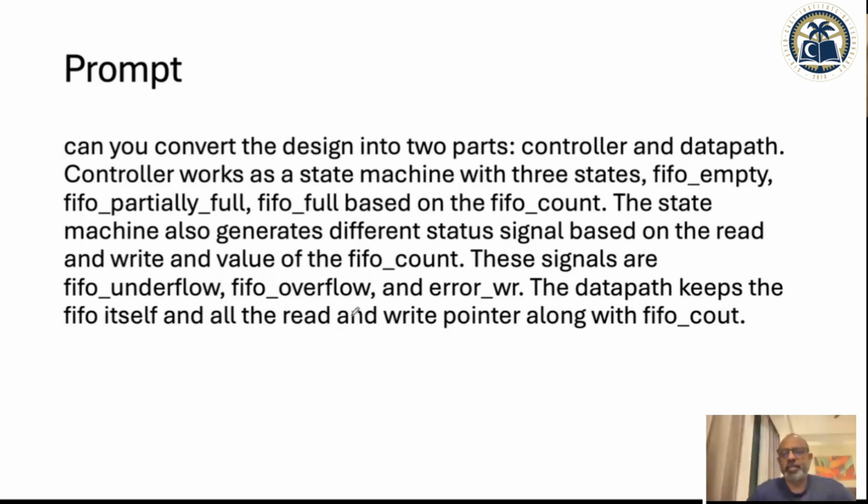Control the state machine with three states: FIFO empty, FIFO partially full, and FIFO full, based on the FIFO count. The state machine also generates different status signals based on the read and write values. These signals are FIFO underflow, FIFO overflow, and an error write. The data path keeps the FIFO itself and all the read and write pointers along with the FIFO count. This is what I gave ChatGPT. To do this, let me go back to ChatGPT, where I have asked it.